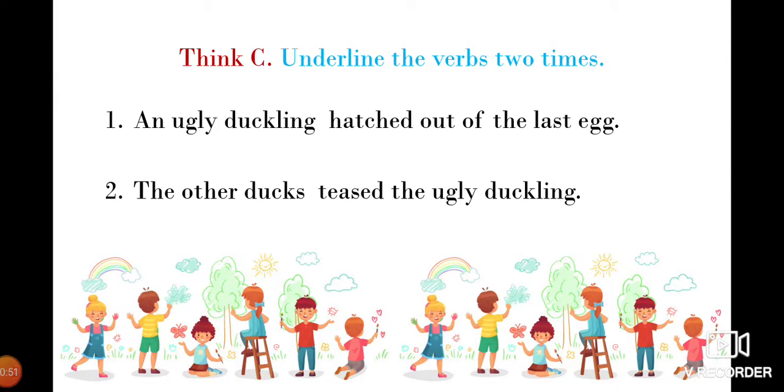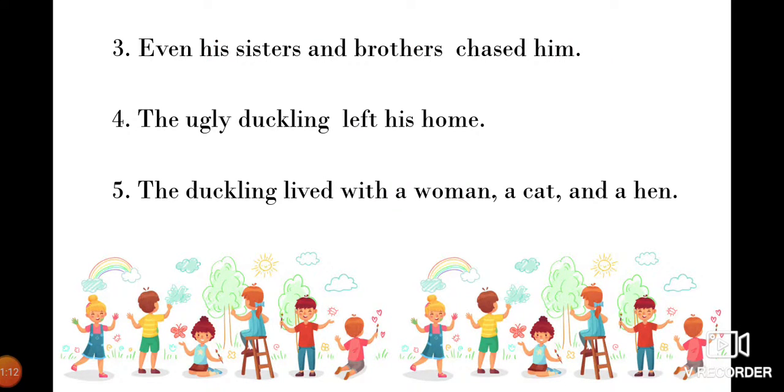Okay. Exercise C. Underline the verbs two times. An ugly duckling hatched out of the last egg. In this case, the verb is hatched. Number 2. The other ducks teased the ugly duckling. In this case, the action is teased. Number 3. Even his sisters and brothers chased him. So in this case, the verb is chased.